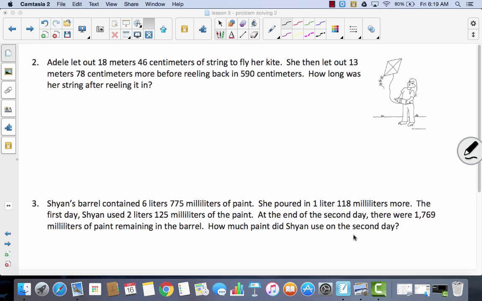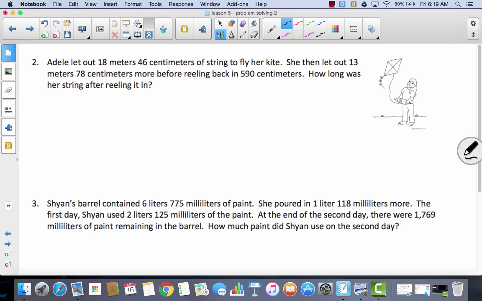Well, this reminds me a lot of the problem that you guys did in Zearn today. It's talking about letting out string and bringing string back in. So let's think about this for a minute. First of all, she let out 18 meters, 46 centimeters. So I'm going to go ahead and write that right here. So she let out 18 meters, 46 centimeters. Okay, then she let out some more.